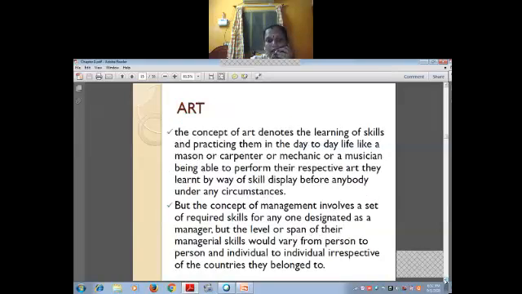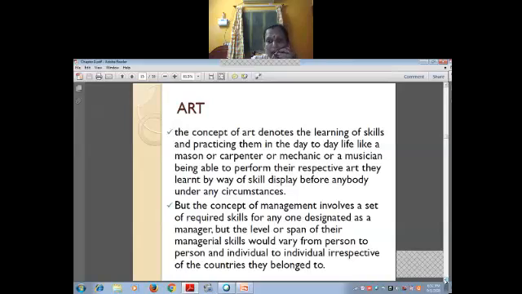Somebody is saying this is an art. The concept of art denotes the learning of skill and practical application in day-to-day life, like a mason or carpenter or mechanic or a musician being able to perform their respective art. They learn by way of skill display before anybody under any circumstances. Okay, how the carpenter will work, how the mason will work, in the same way this management also will work.